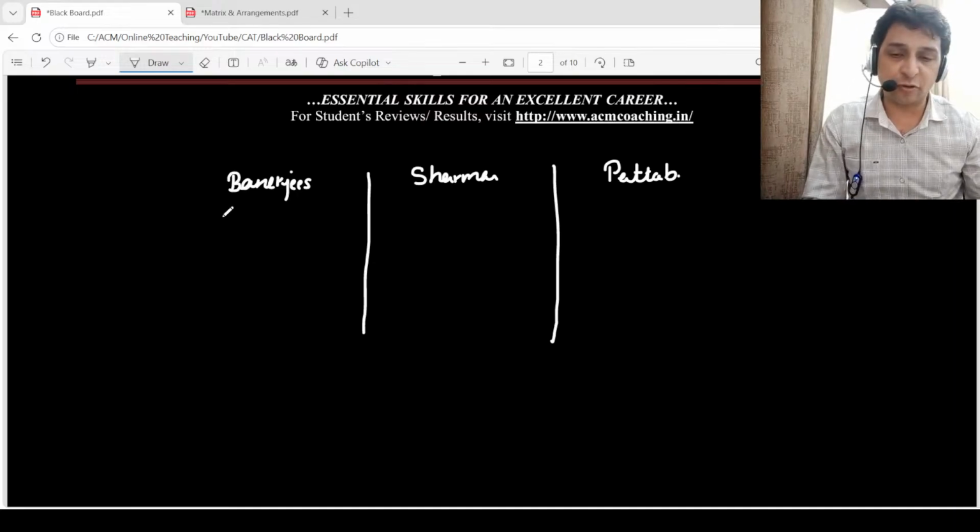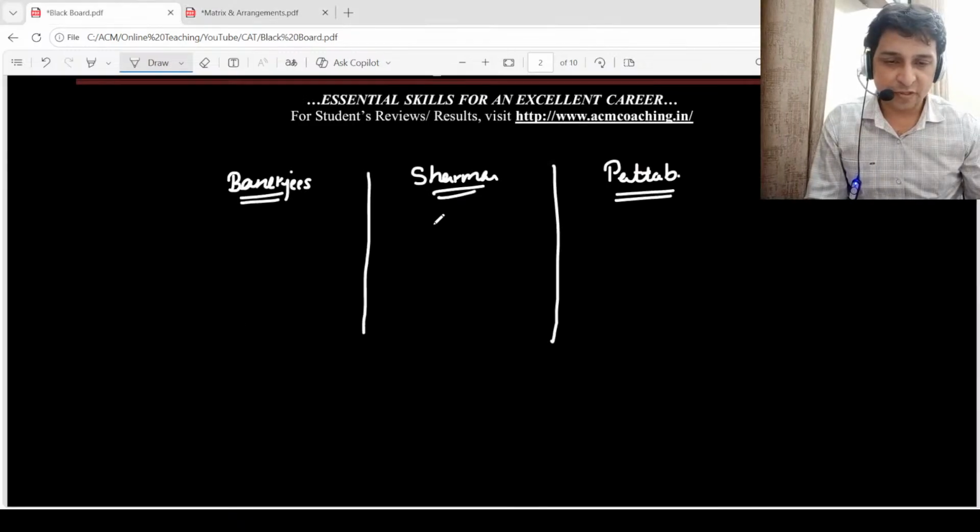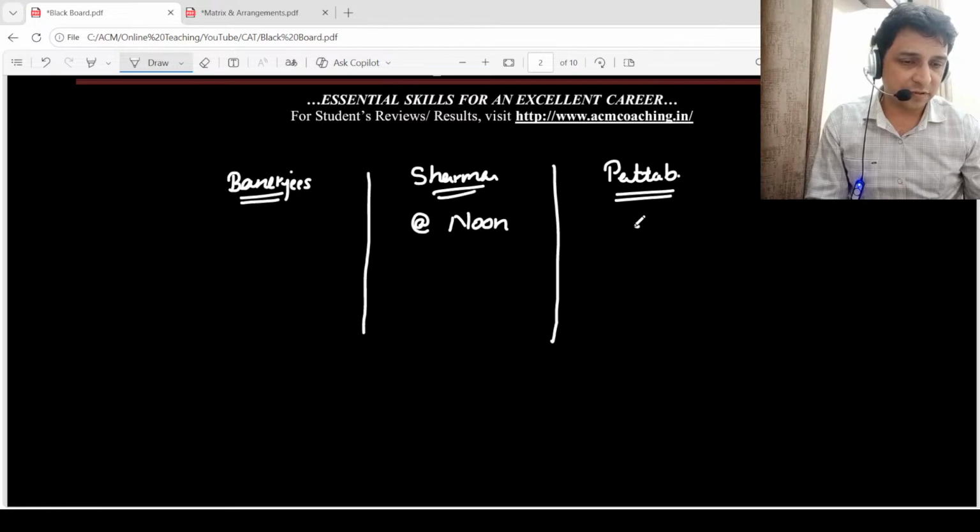So all the information related to Banerjees we will write below it, for Sharmas below it, and for Pattabhiramans below it. The first information we have: Sharma family eats at noon. So that means the Sharma family is going to eat at noon. We're going to write time here and here, so we'll make it symmetrical.